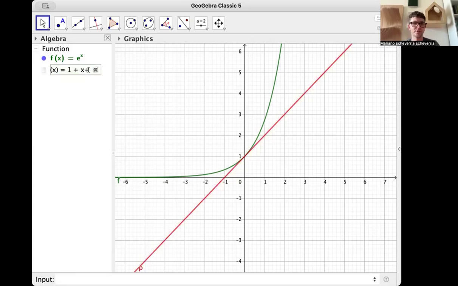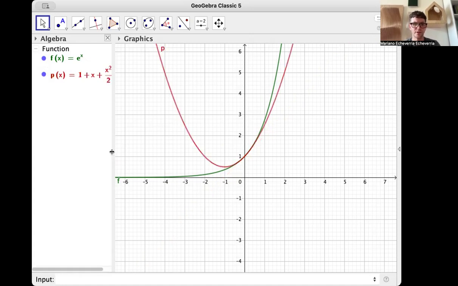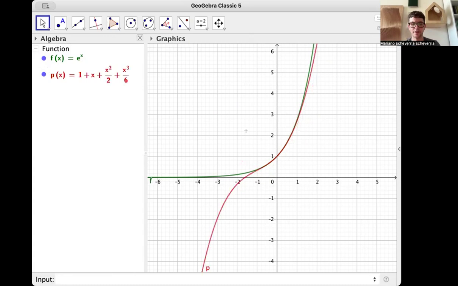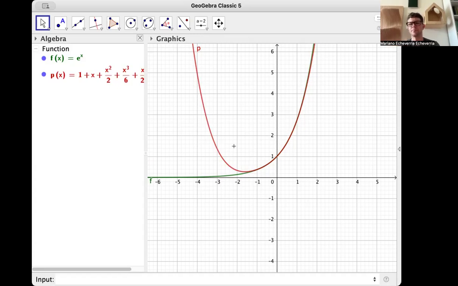And then you add the next term, which is x squared over 2. That's what you would call the degree 2 Taylor polynomial. And then the next term is x cubed over 6, and when you add it up, you see that as you keep adding more and more terms, at least near the origin, and in the case of the exponential, it's actually a pretty good convergence.